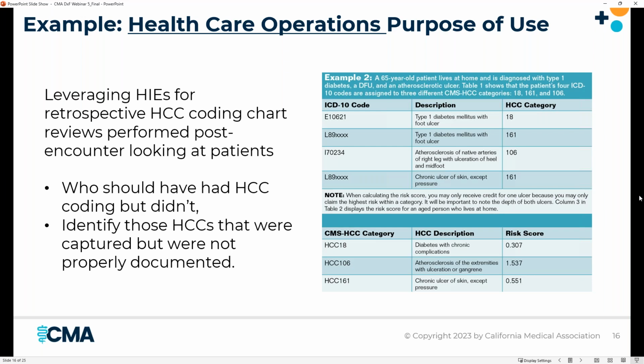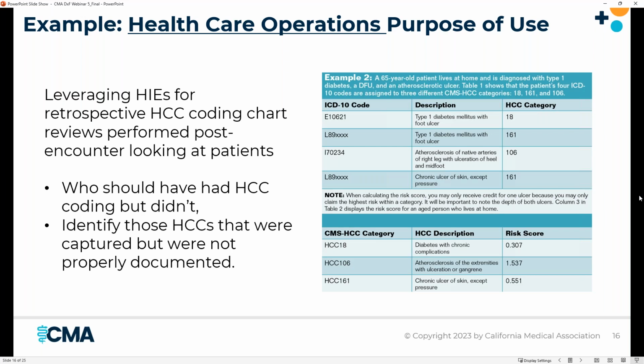There are other use cases where HIEs can be incredibly beneficial. One example is healthcare operations. Because these systems, HIEs, connect to so many different data sources and have diverse stakeholders, they hold a very comprehensive picture of the individual and of the population. So there are other use cases that can really help practices. One that I've seen organizations really excited about is leveraging HIEs for retrospective HCC coding, so that you can check to see if it was coded properly, identify those that were not coded properly, fix the documentation, and then have that corrected documentation back in your EHR system.